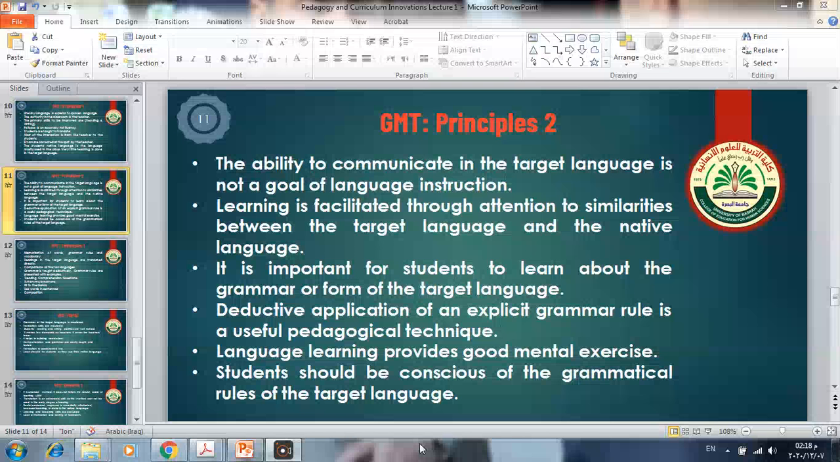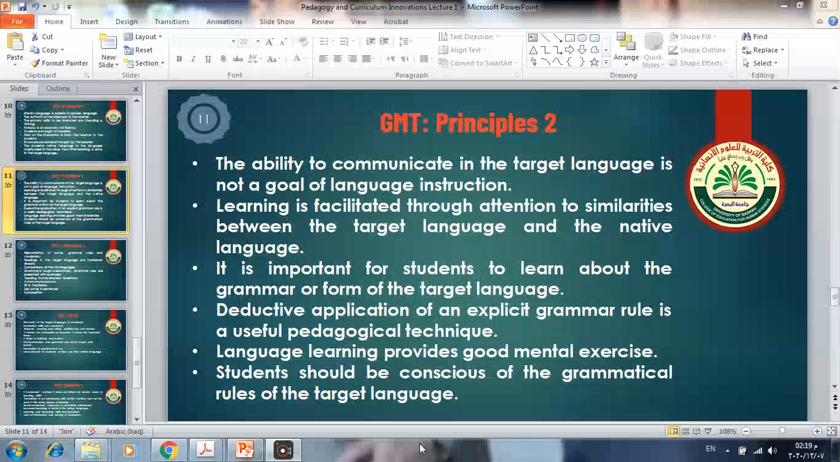Learning is facilitated through attention to similarities between the target language and the native language. So they believe that we can facilitate the learning process by drawing the students' attention to the similarities that hold between the native language and the target language. So we say now these are the similar things between the two languages. They say that when students know the similarities between these two languages, this will help them to learn faster.